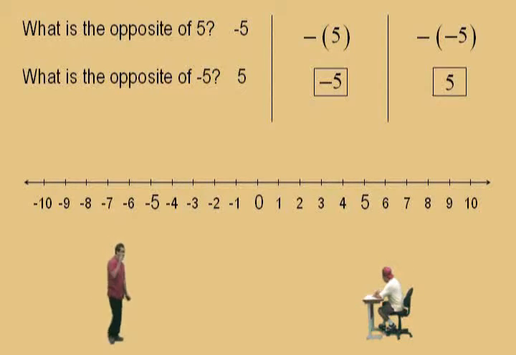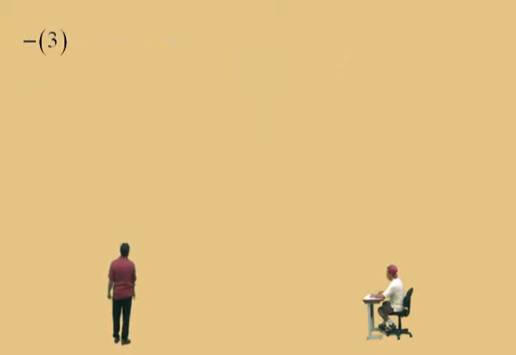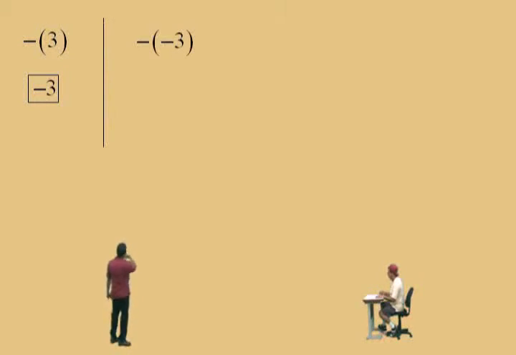Okay, we'll get to that in the next video. Anyway, opposite of 5, negative 5. The opposite of negative 5 is a positive 5. Okay, let's do some problems now. Charlie, what's the opposite of 3? Negative 3. What's the opposite of negative 3? Positive 3. Okay, you can think of this as a double negative rule. Negative times negative is positive, that works.